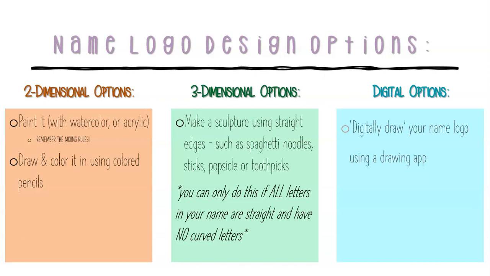If you want to make a sculpture, you can use like spaghetti noodles, sticks, popsicles, or toothpicks, but you can only do that if all the letters in your name are straight and they have no curved letters whatsoever, because it's really hard to bend and curve popsicle sticks and toothpicks. And then lastly, you can draw your name digitally using a drawing app.